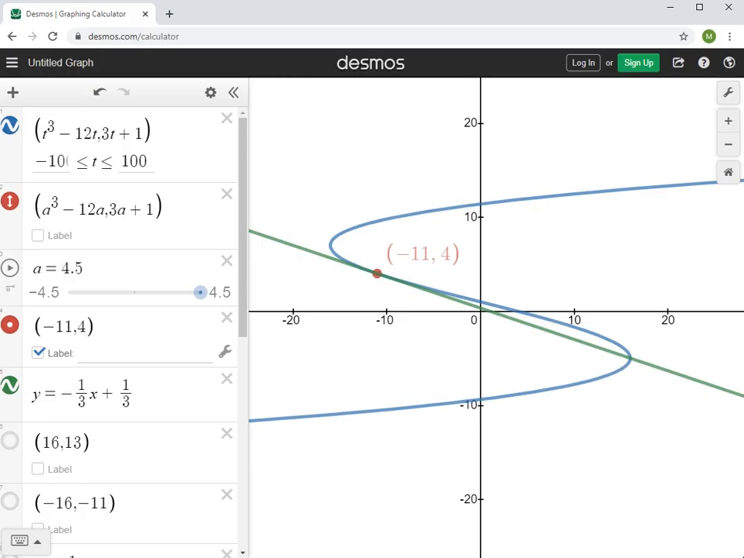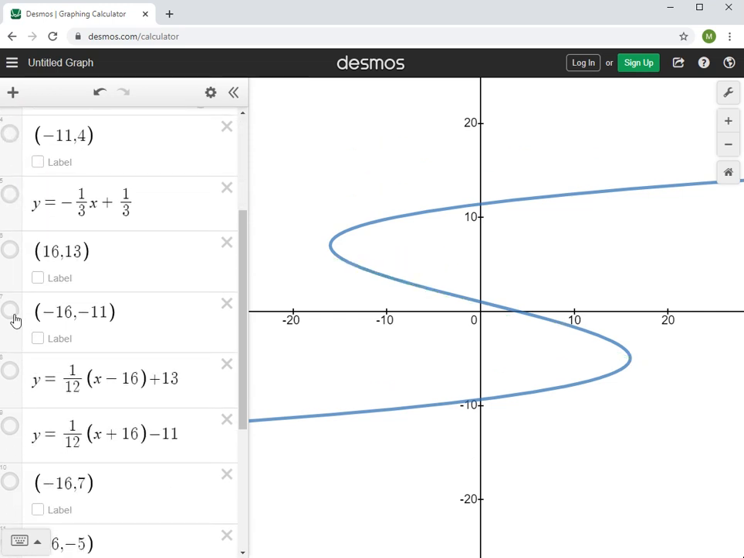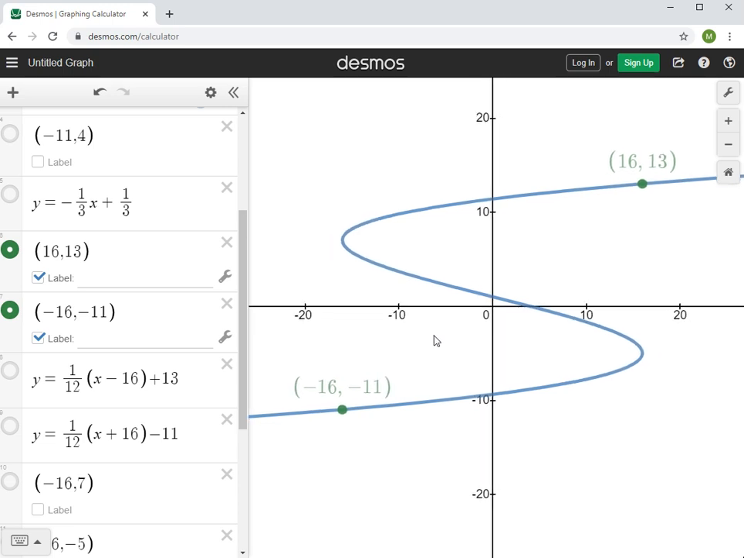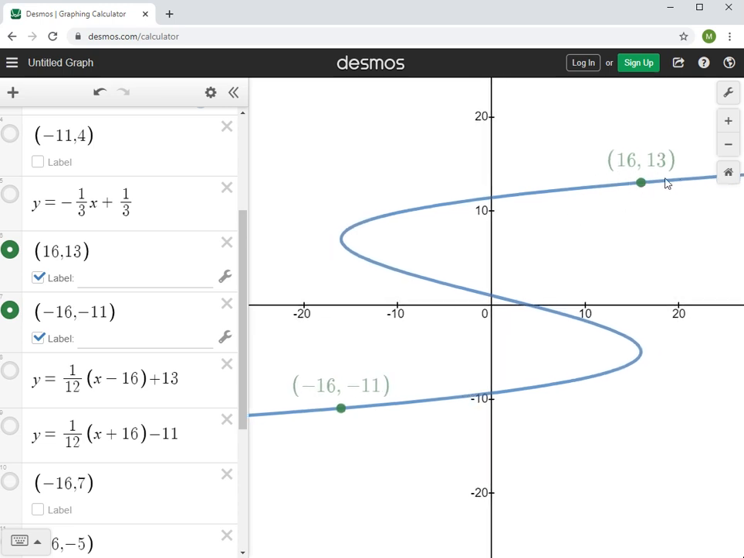All right, so let's check that out on the graph. Take these out here. So there's (16, 13). And there is (-16, -11). And so from this picture alone, it appears that the tangent line at the point (16, 13) has the same slope as the tangent line of the curve at the point (-16, -11).